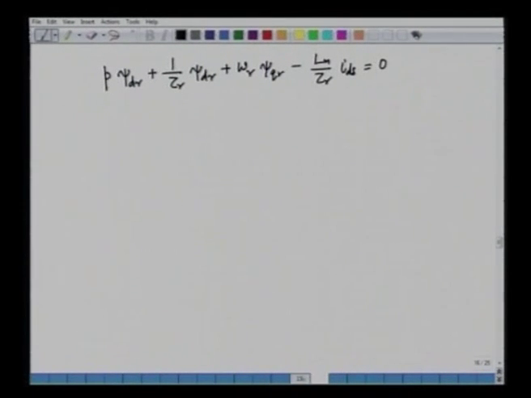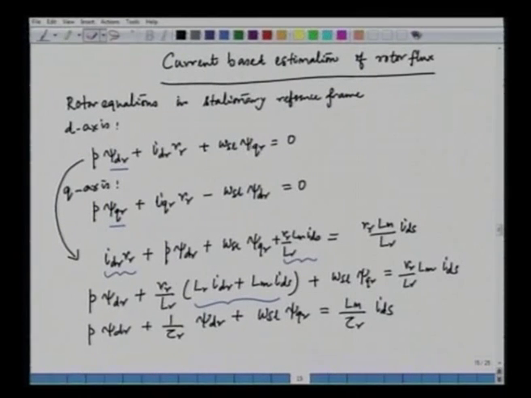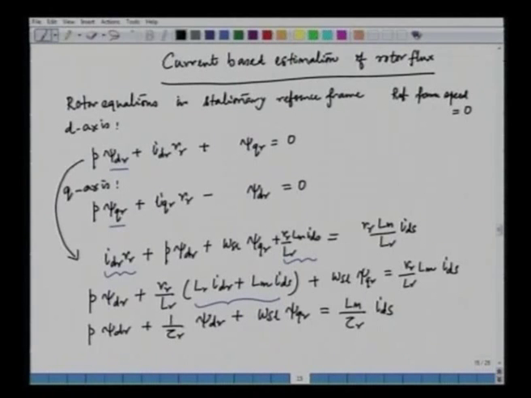Now, since we are taking a stationary reference frame, omega E is equal to 0. When we take the stationary reference frame, the reference frame speed is equal to 0. So, since the reference frame speed is equal to 0, omega SL will be replaced by omega r. So, we have omega r into psi QR here, and omega r appears in the other terms as well.